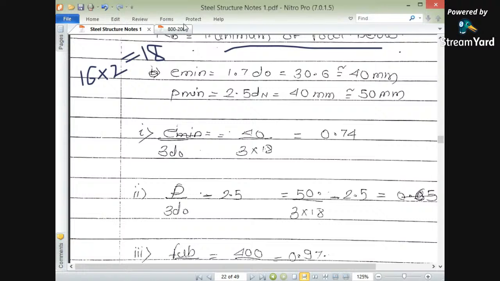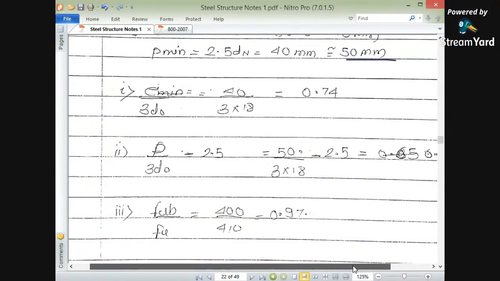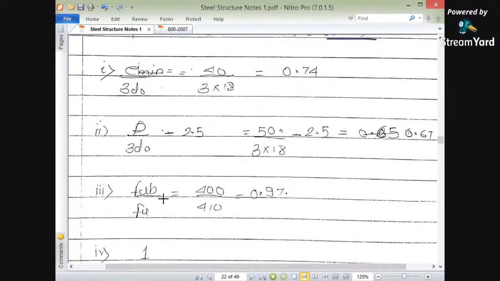16 plus 2 comes to be 18. So here we have taken 3 into 18, that is 40 divided by 3 into 18, which comes to be 0.74. Again the pitch distance we have taken as 50, so 50 divided by 3 into 18, minus 0.25, comes to be 0.67. And fub upon fu is 400 divided by 410.